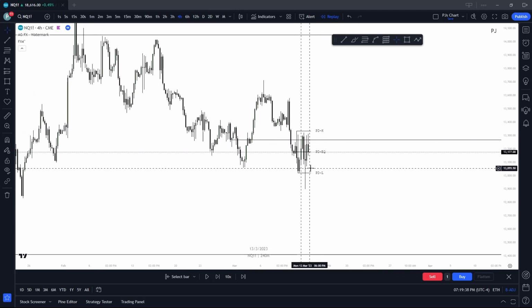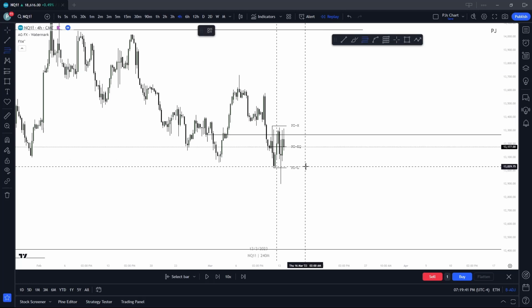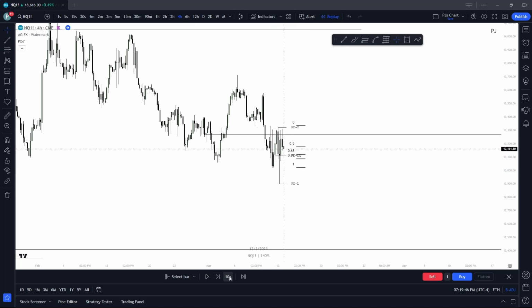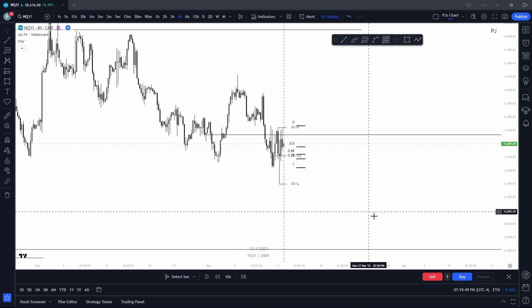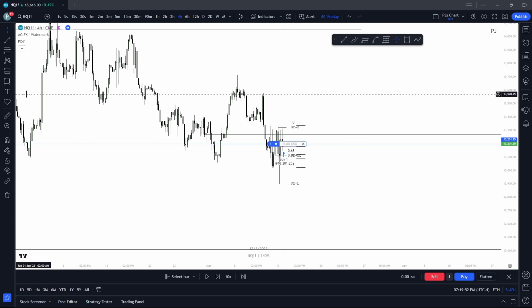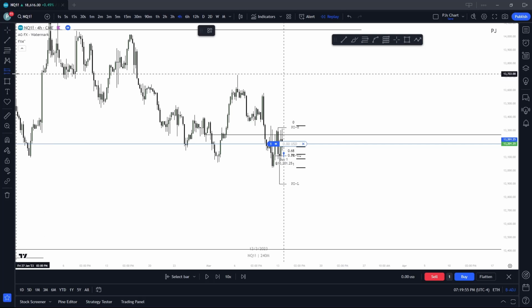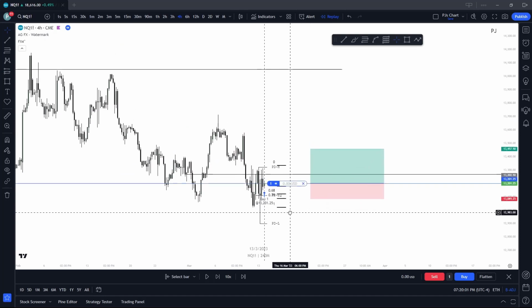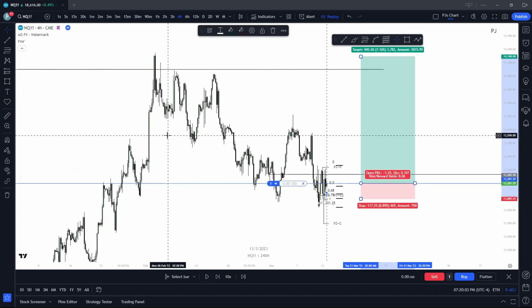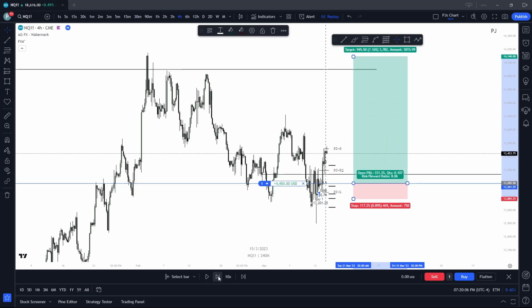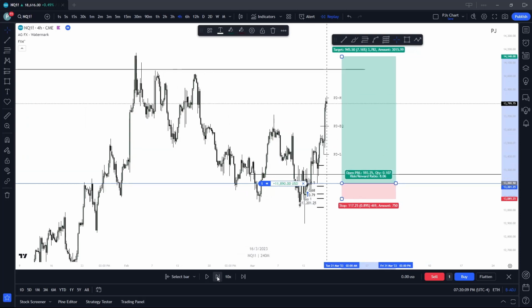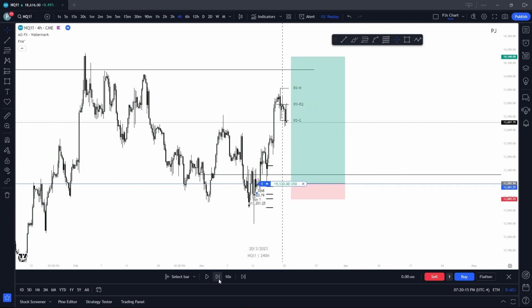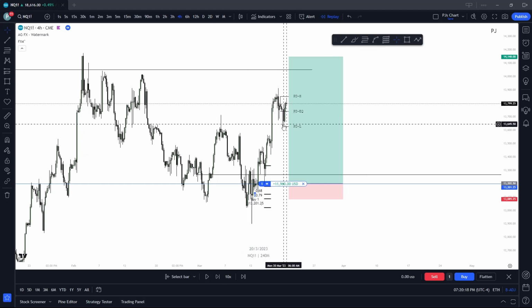Turtle soup, close back within the range. Come in, failure to close. Your stop can be below 0.78. And then target all the low resistance liquidity. Even here, you could probably add in, not yet. Oh, I was wrong. Whatever.